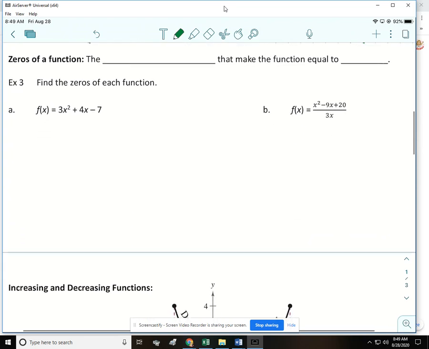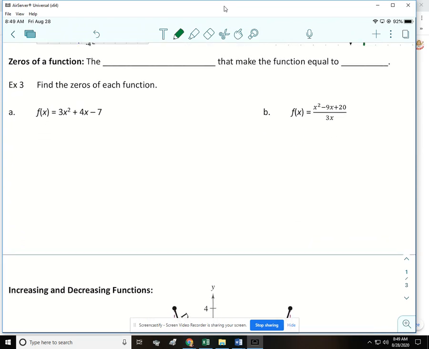Okay, one thing that is really important parts of a function are the zeros. So any function that represents some kind of real life situation, the zeros are like where important things happen. So finding the zeros of a function is something we'll do quite a bit. And the zeros of a function are the x values that make the function equal to 0.